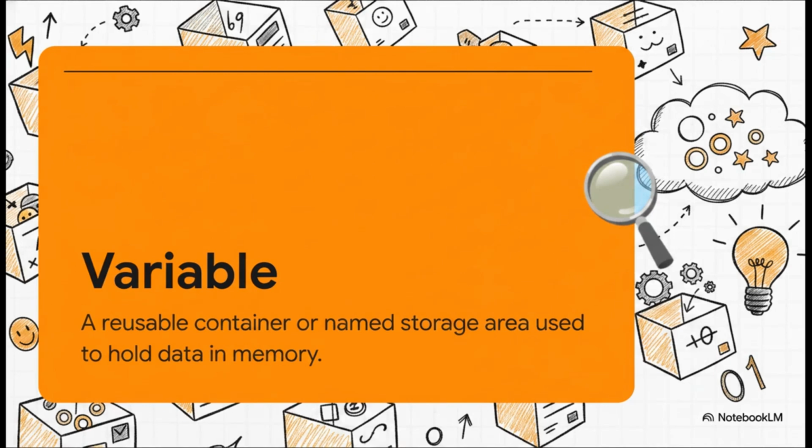So where do we put all our data? Well, we use variables. And the easiest way to think of a variable is just like a labeled box or a container. You give it a name, you put some data inside it, and you can use it later. It's your way of telling the computer, hey, save me a little spot in your memory and call it this.